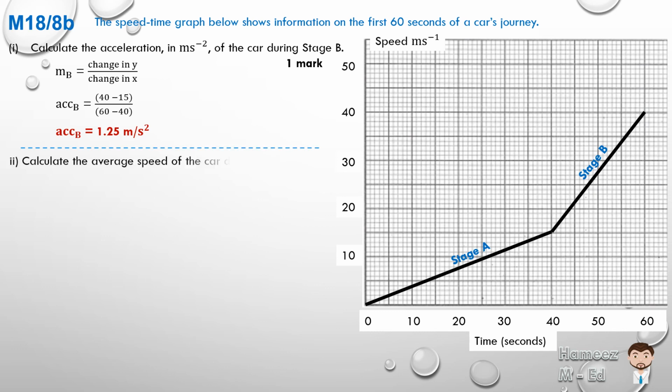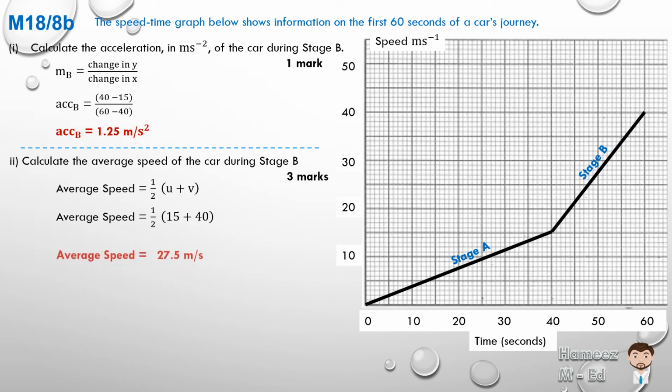Part 2, calculate the average speed of the car during stage B. If we look at stage B and we have a constant acceleration there, then the average speed will be just finding the initial speed, let's call that U, and the final speed, adding them up and dividing by 2. So average speed is equal to half of 15, that's the initial speed, and the final one is 40. 15 plus 40 is 55, divided by 2, the average speed is 27.5 meters per second.